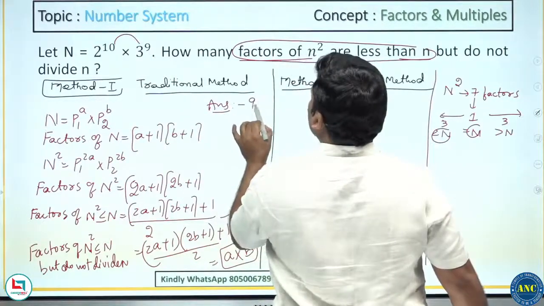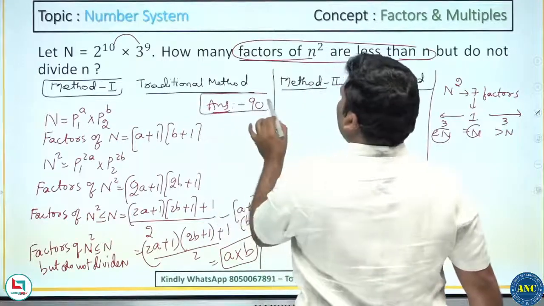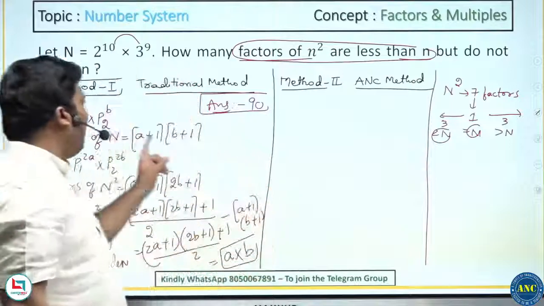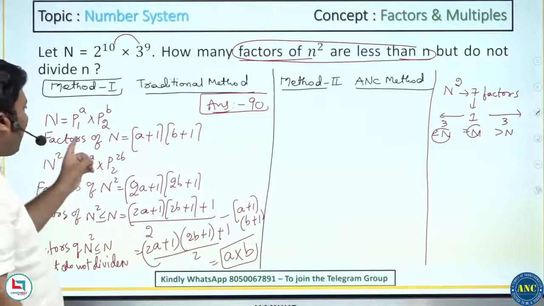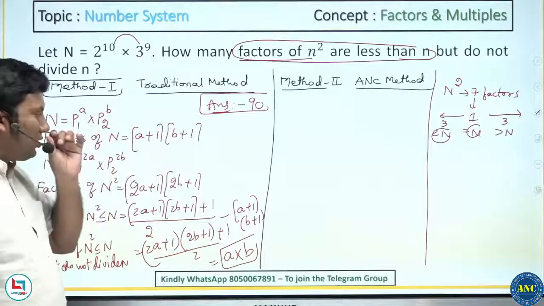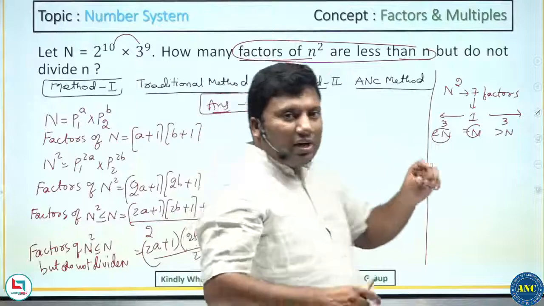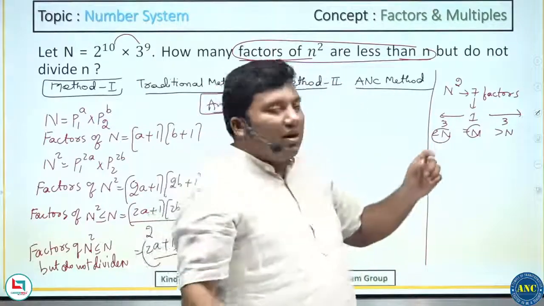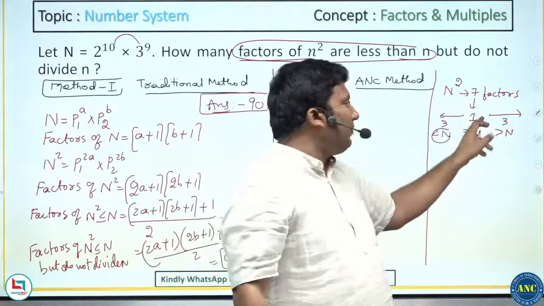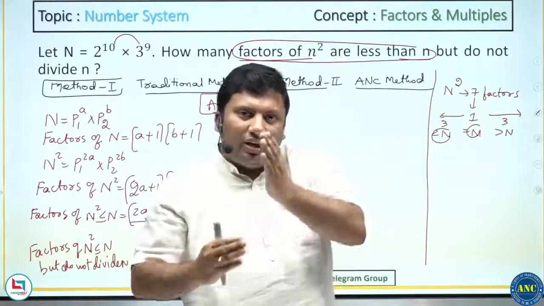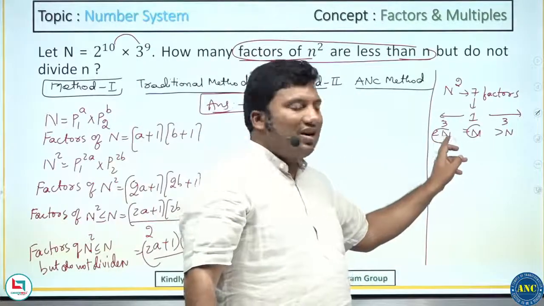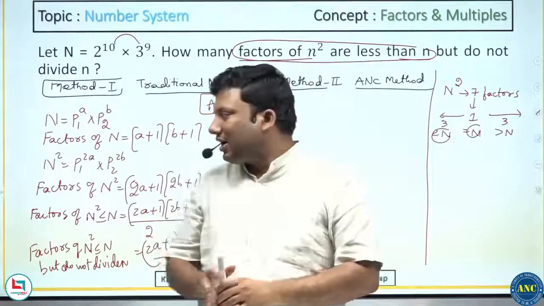What is 10 nines are 90. Again see here, there is a number n, P1 power a, P2 power b. Factors of n are 0 to a, plus 1, 0 to b, b plus 1. Factors of n square. N square, it is a perfect square. Perfect square will always have odd number of factors. Assume if it is 7. One case will be equivalent to n, 3 cases less than n, 3 cases greater than n. Am I right?